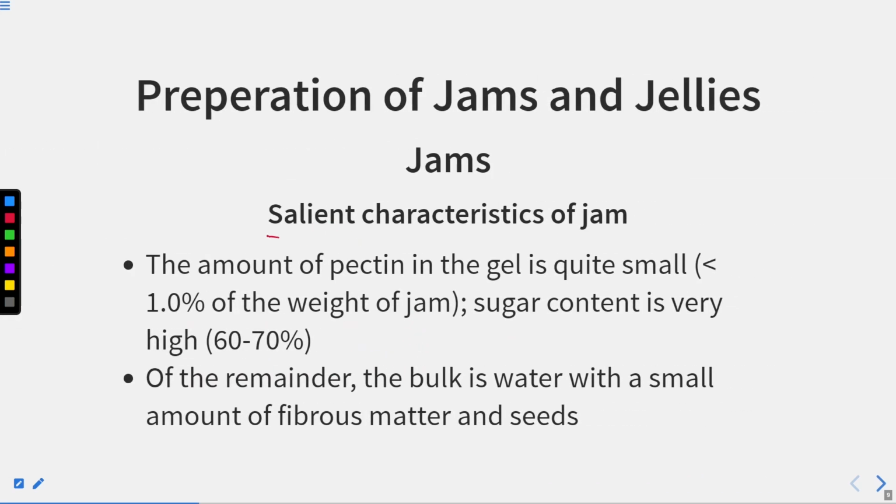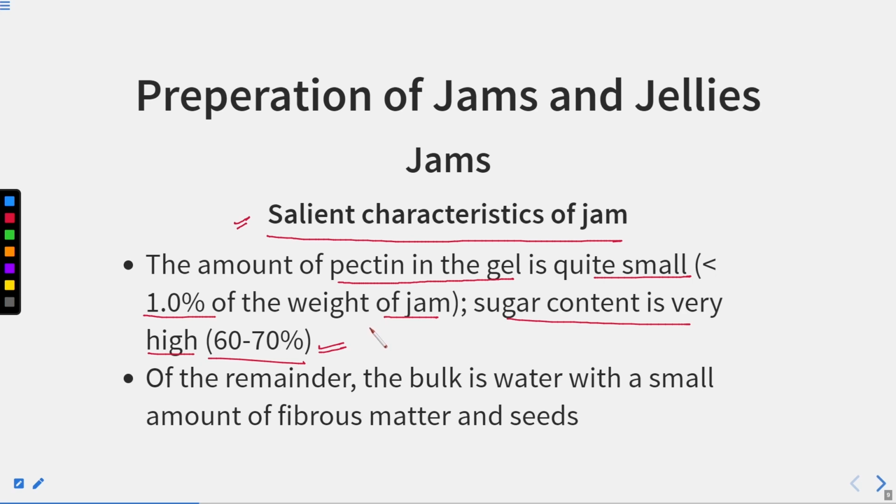Now, salient characteristics of jam. What are the characteristics of the jam? The amount of pectin in the gel is quite small, that is less than 1% of the weight of the jam. Sugar content is very high, that is 60 to 70%.